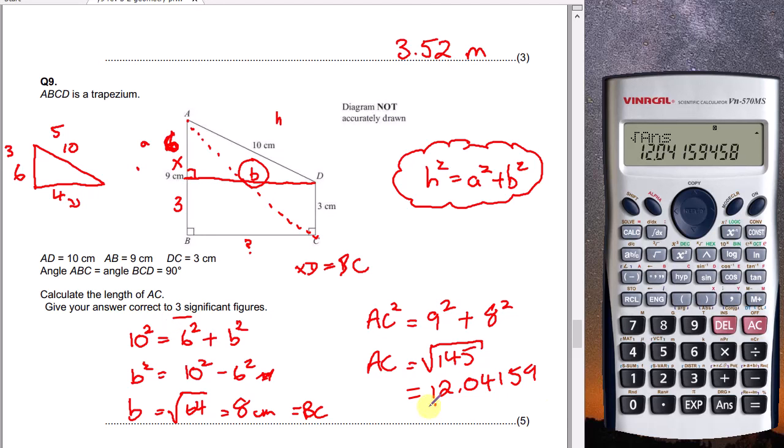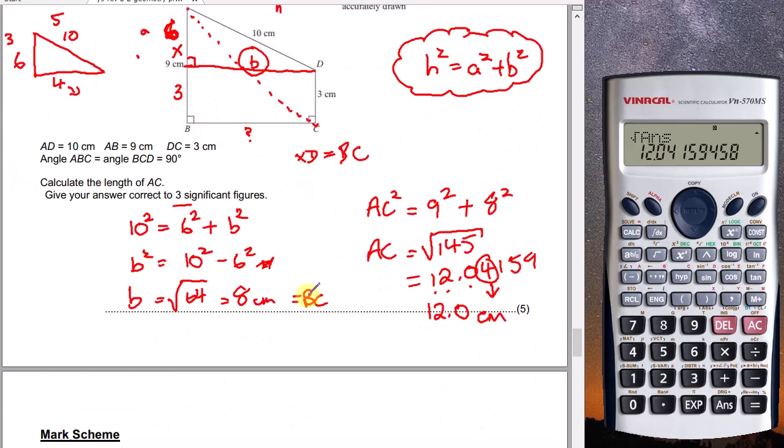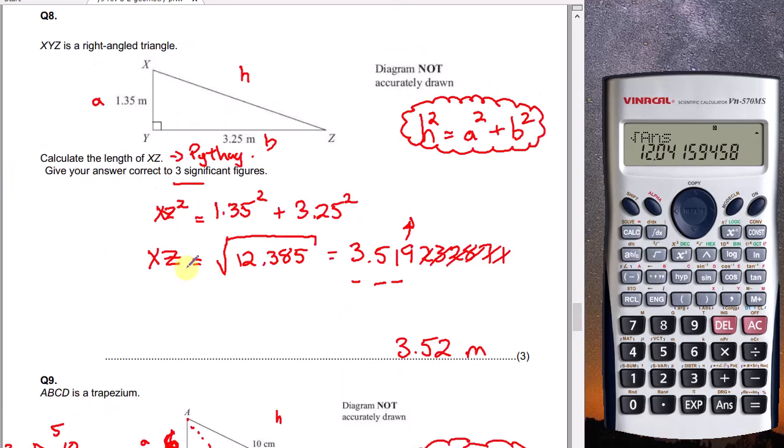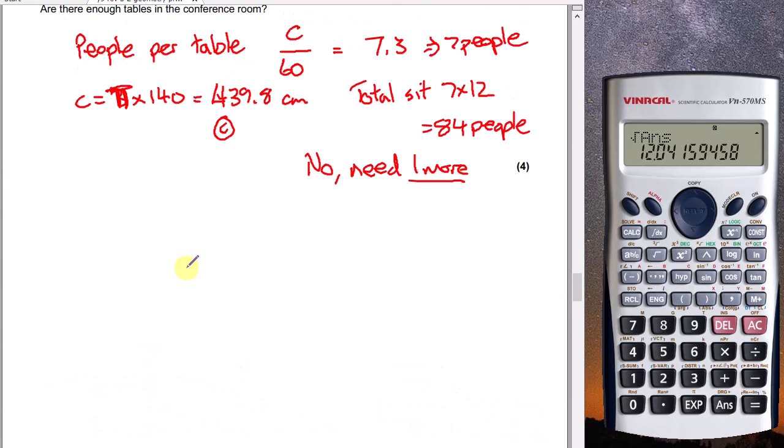Start at the top for the most significant number, 1, 2, 3 places. Look at the 4, it rounds down this time. Rounding down says leave it as it was. It's 12.0 centimetres. Check your units on the end. So just one last thing I wanted to quickly go through.